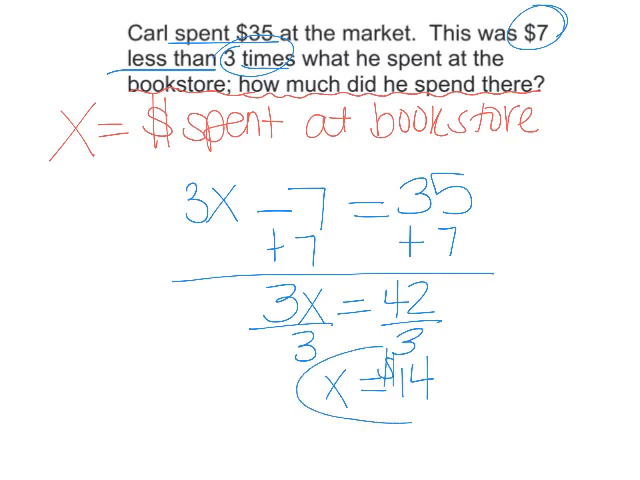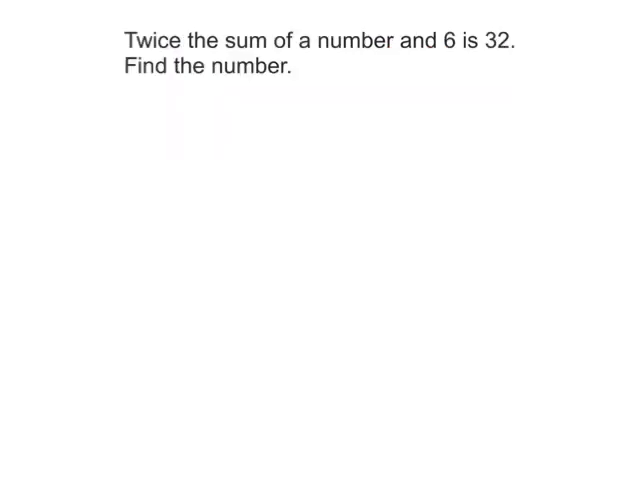All right, one more. Twice the sum of a number and 6 is 32. Find the number. So our x is a number. That's what we're trying to find. The x, or your variable, is always what you're looking for.